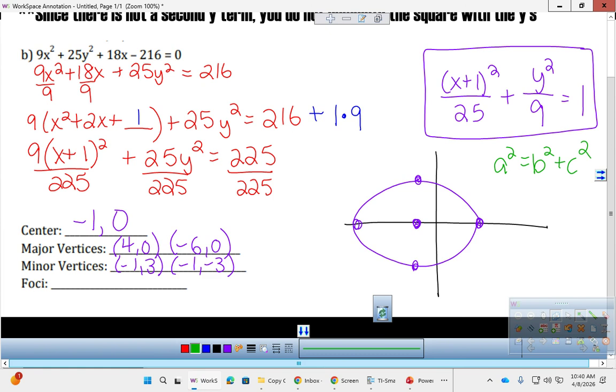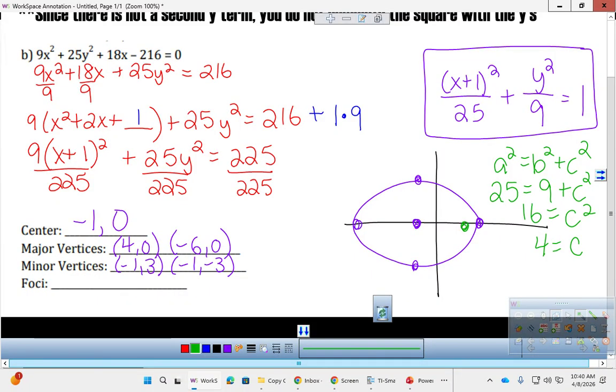A squared being 25, b squared being 9. So if we subtract this, we get 4 as our c. And so I want the foci to go in the major direction. With the major direction, we chose x because x was bigger. So instead of going up and down, we're going to go left and right this 4.